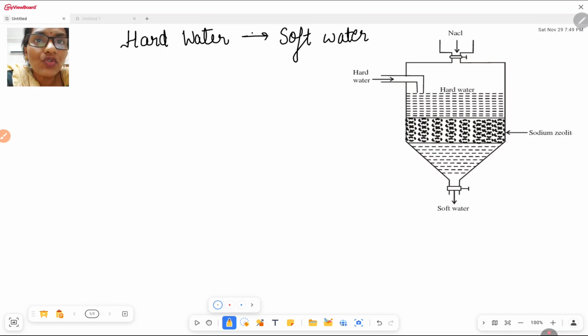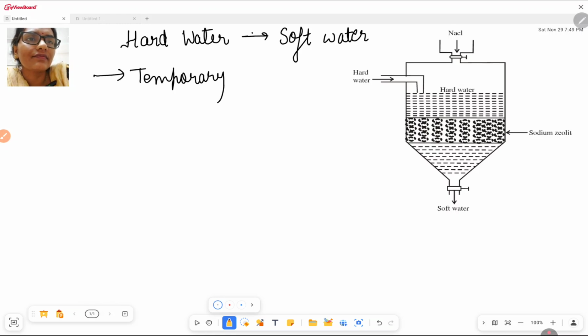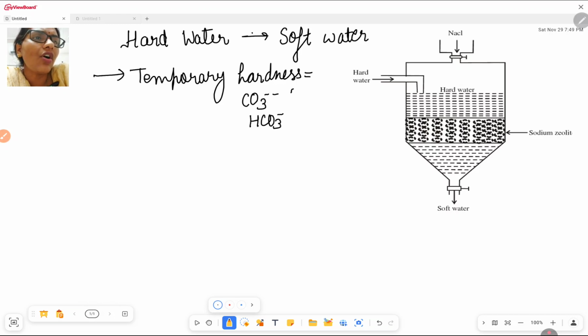First of all, we have to know what the hardness of water is. Hardness of water is the soap consuming capacity of a water sample. There are two types. The one is temporary hardness. This is due to the presence of carbonates, bicarbonates of calcium and magnesium.